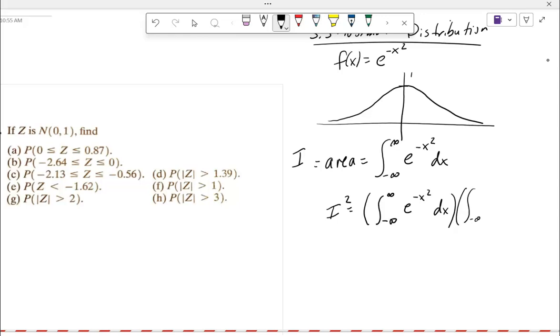Now don't bother filling in a variable on the second one yet, because I'm going to erase it in just a second. Does this variable matter as far as this integral goes, or vice versa? No. So I can call this a different letter, right? Okay. So instead of calling it an x, let's call it a y, and I get the same thing. Okay.